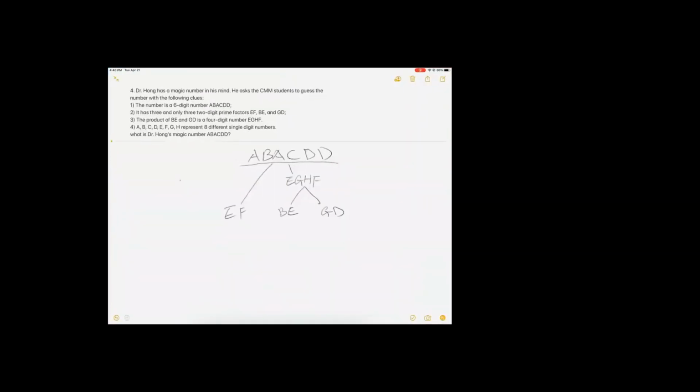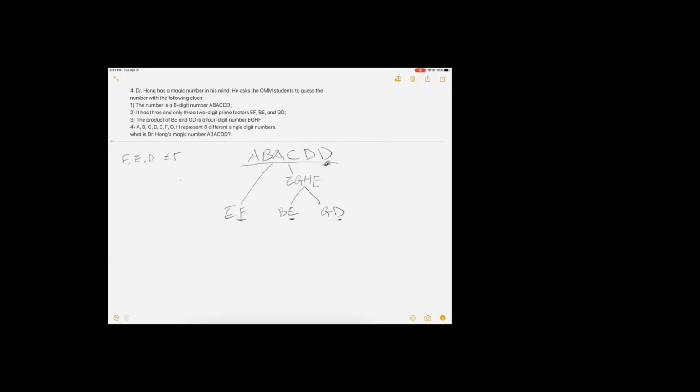Well, I first saw that E and D had to be 3, 7, or 9. Why is that? Because it can't be 5, because then either BE or GD would have to be a multiple of 5, and it can't be. Hold on. So let's go back. Oh, I'm sorry. The prime numbers F, E, and D cannot be 5.